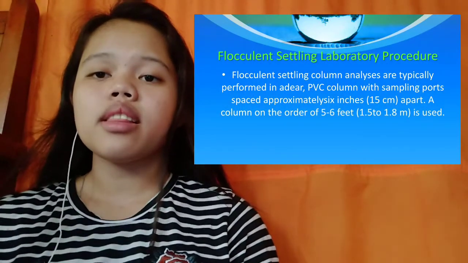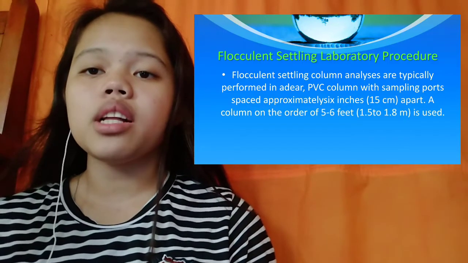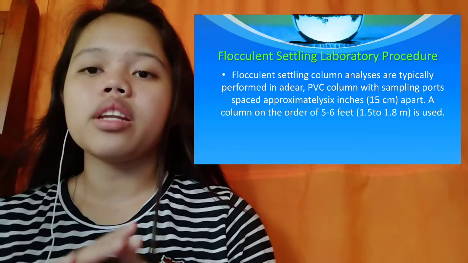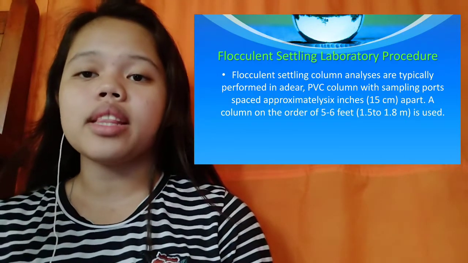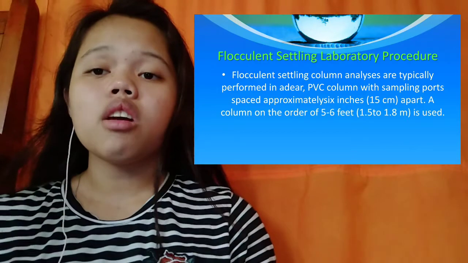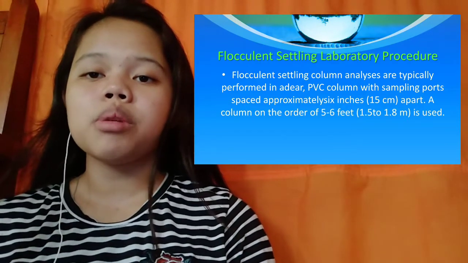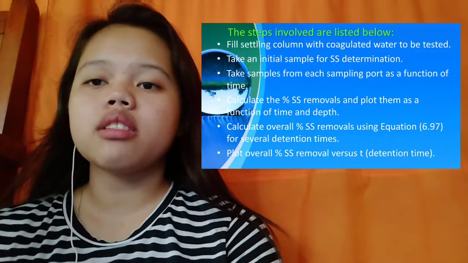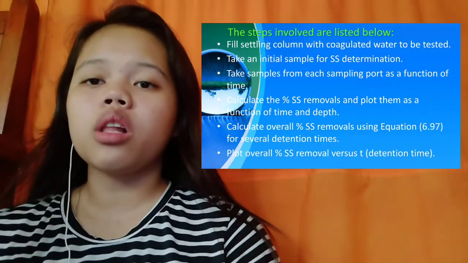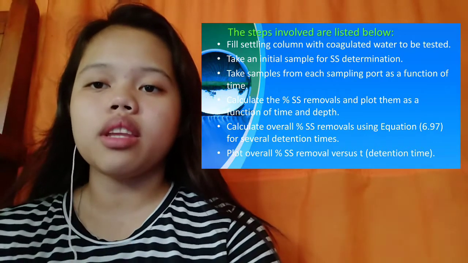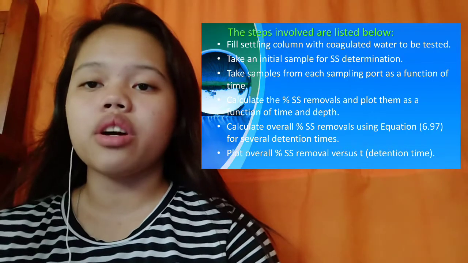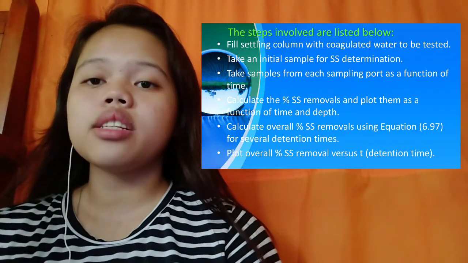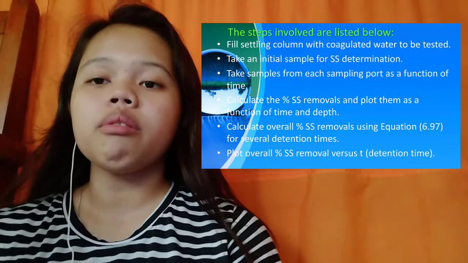Flocculent settling column analyses are typically performed in a clear PVC column with sampling ports spaced approximately 6 inches apart. A column on the order of 5 to 6 feet is used. The steps involved are listed below. Fill the settling column with coagulated water to be treated. Take an initial sample for suspended solids determination. Take samples from each sampling port as a function of time.